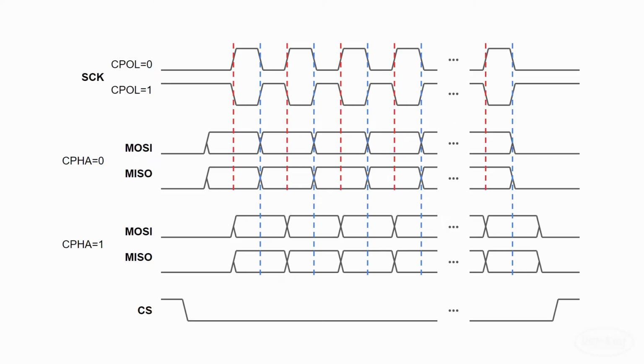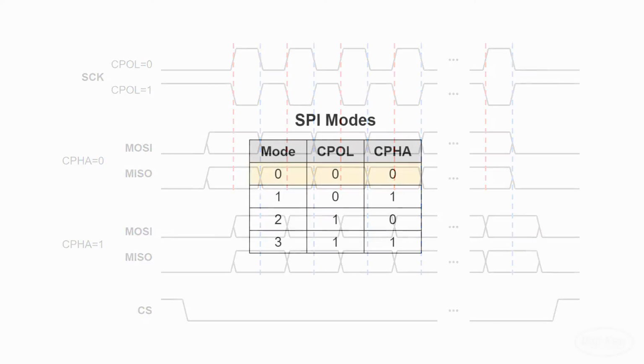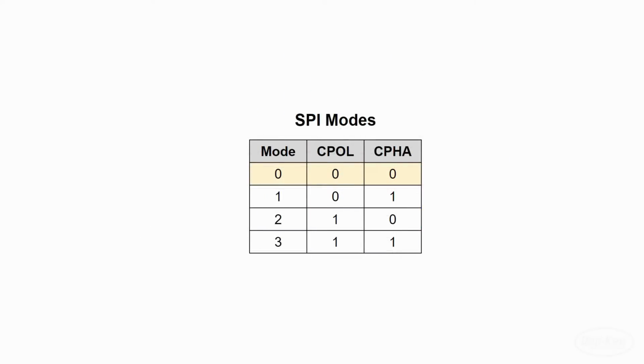Rather than clock polarity and clock phase parameters, you will sometimes just see a mode parameter. There are four possible modes, and they correspond to the four possible configurations of the polarity and phase parameters. In practice, you will almost always use mode 0, as this is what most peripheral devices support. In this mode, clock polarity and phase are both set to 0, meaning the clock is default low and you sample on the rising edge.